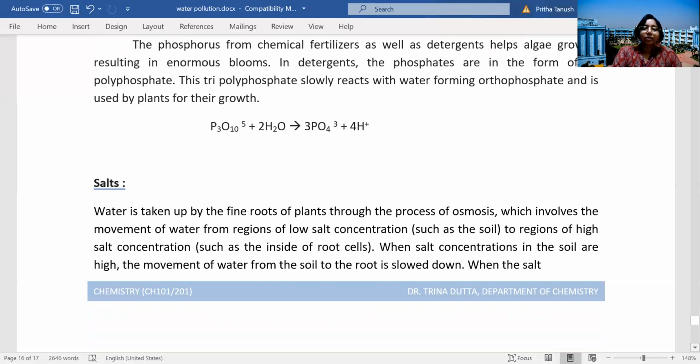Salts. Water is taken up by the fine roots of plants through the process of osmosis, which involves the movement of water from regions of low salt concentration, such as the soil, to regions of high salt concentration. When salt concentration in the soil is high, the movement of water from soil to root is slowed down.